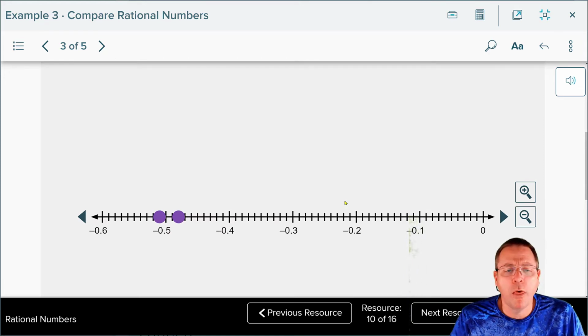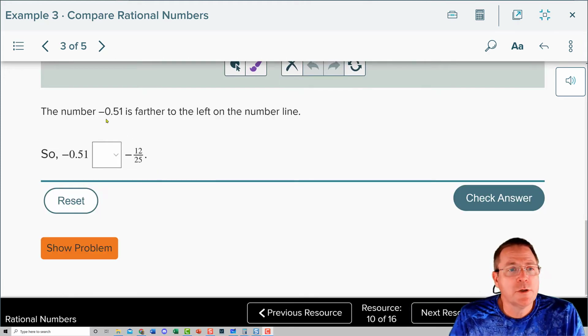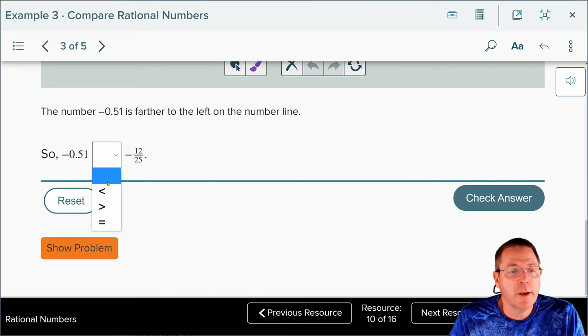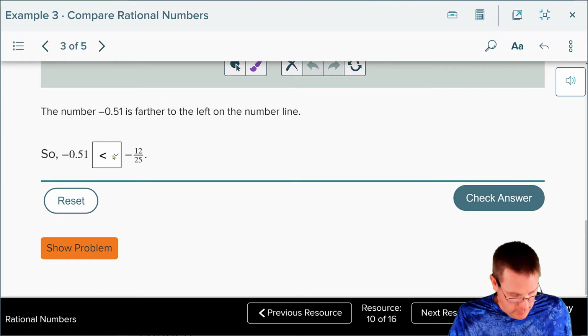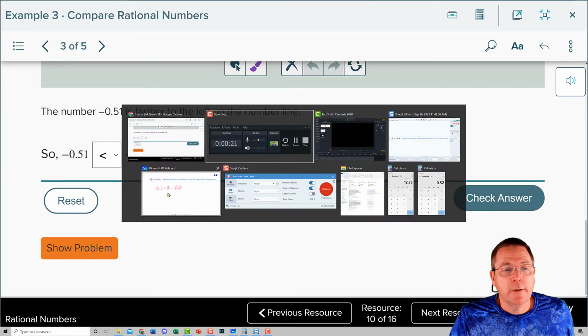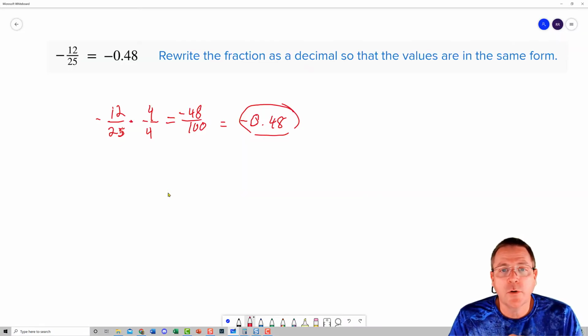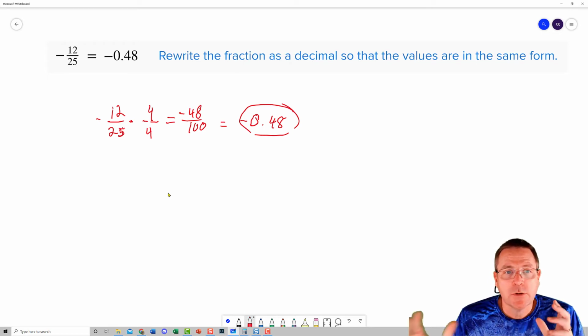So with that information, we know that negative 51/100ths is going to be further to the left on the number line, meaning that it is less than the negative 48/100ths, also known as the negative 12/25ths. Now, let me remind you on your homework, you can't just throw down a less than symbol there. You're going to have to give me some supporting work like I did right here, showing how you converted to a common base so that you could see for sure which one was going to be the bigger number.